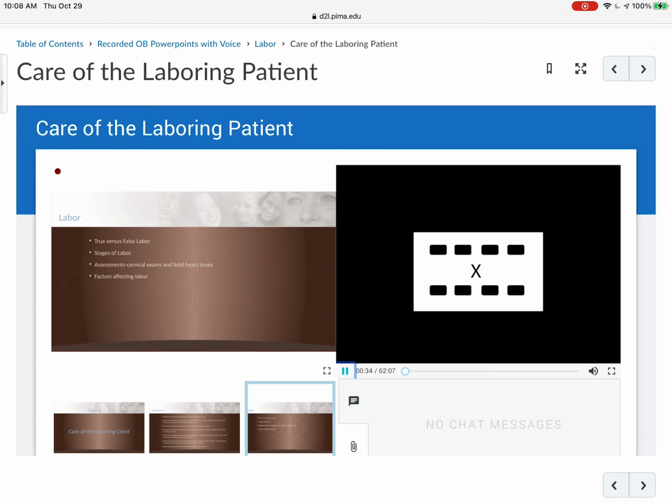Some of the things that we're going to look at are true versus false labor, stages of labor, some of the assessments, including cervical exams and fetal heart tones, and then the factors affecting labor.